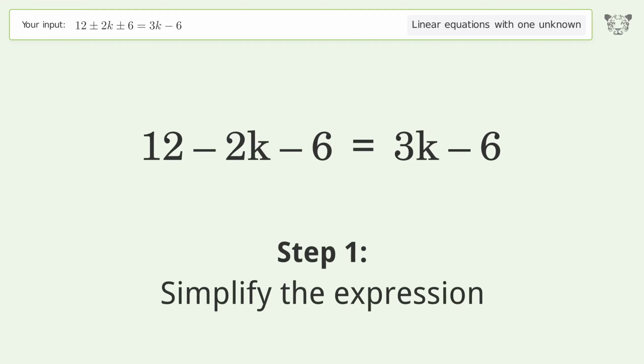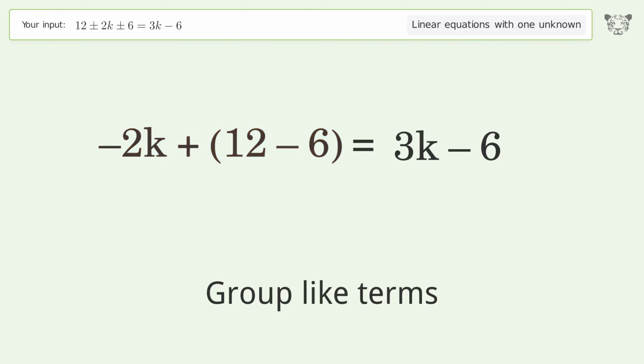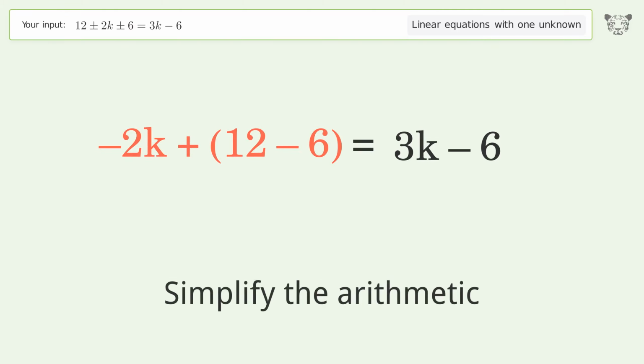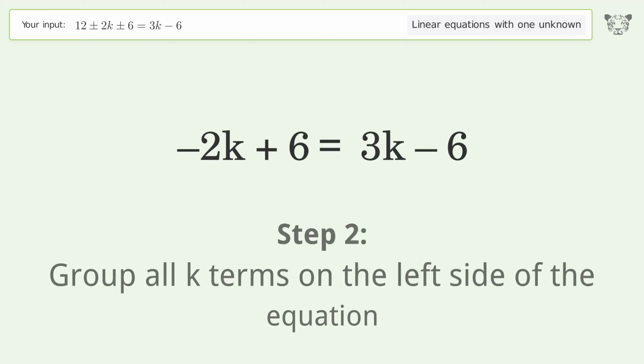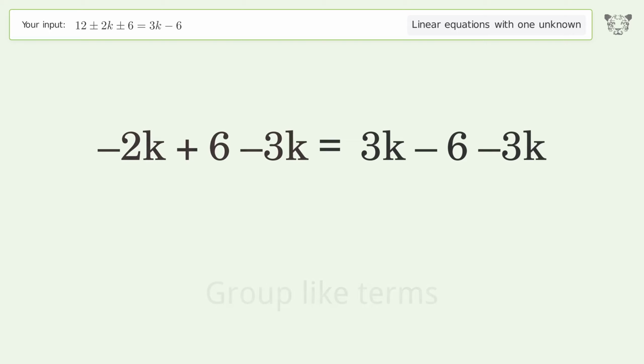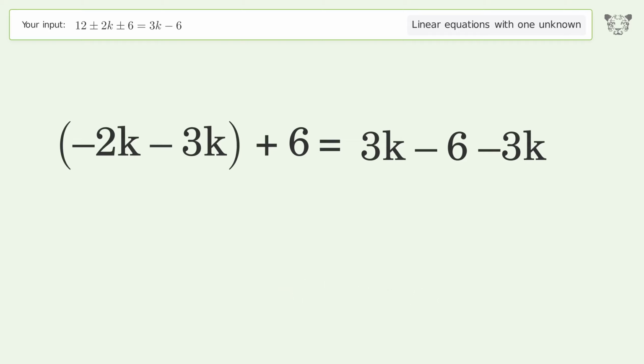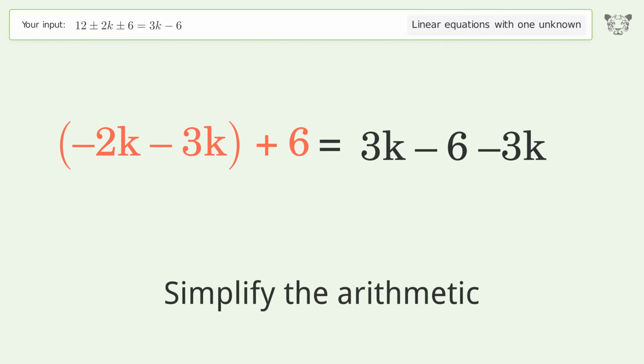Simplify the expression. Group like terms. Simplify the arithmetic. Group all k terms on the left side of the equation. Subtract 3k from both sides. Group like terms. Simplify the arithmetic.